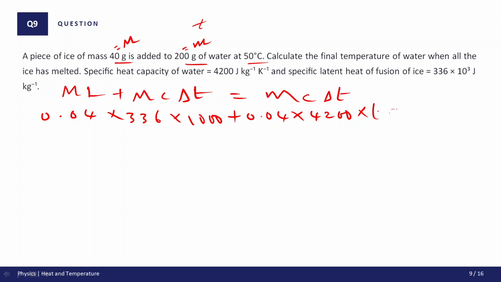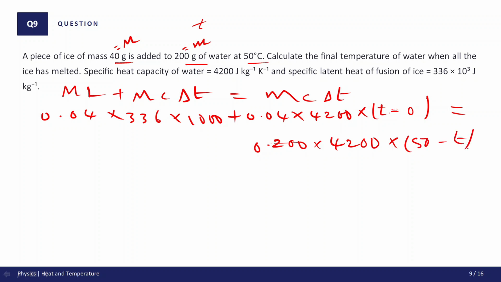The final temperature is T minus 0, equal to mass of water is 0.2, into specific heat of water 4200, into the change of temperature is 50 minus T.